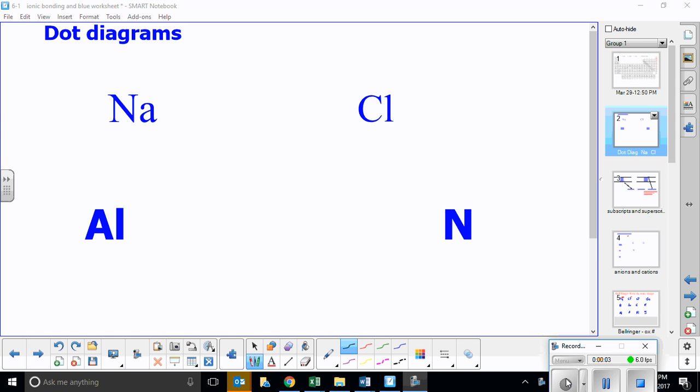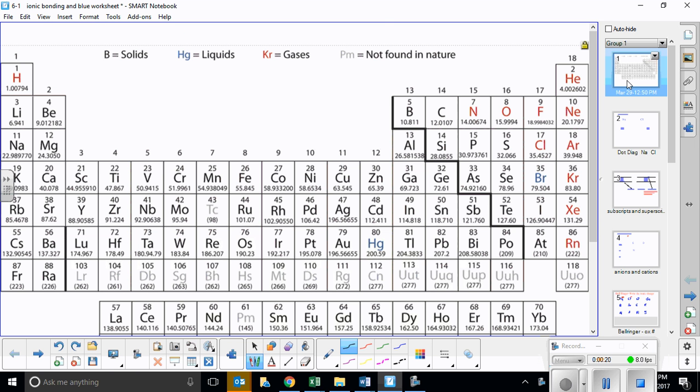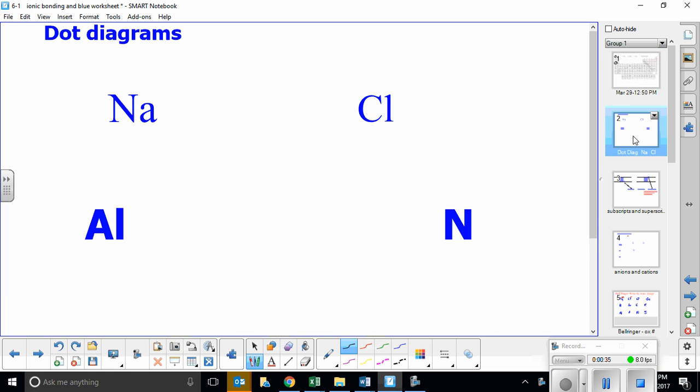This lesson is going to help us with 6.1 out of our book on ionic bonding. And first thing we want to do is review a little bit about dot diagrams. So we've got 4 dot diagrams we're going to make here. And looking at sodium first, looking at our periodic table here, we find sodium, which is right here. It is in group 1, so we know it has 1 valence electron. That means 1 electron on the outermost energy level, and therefore it's going to have 1 dot for that dot diagram. So we put that up there at the top.